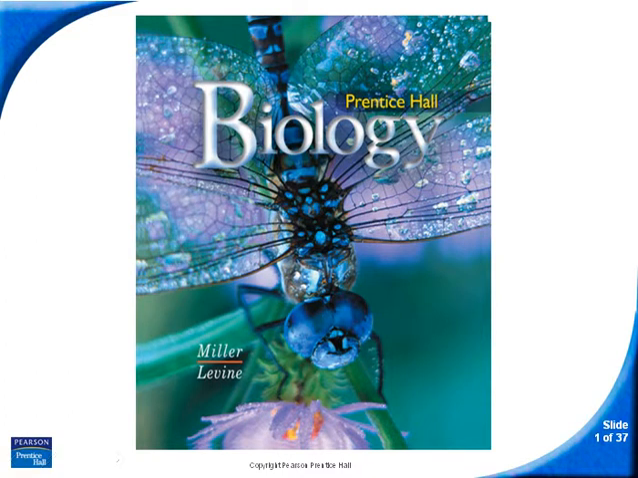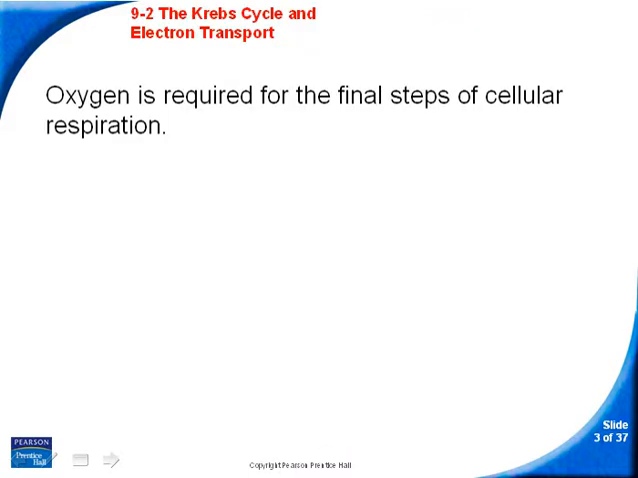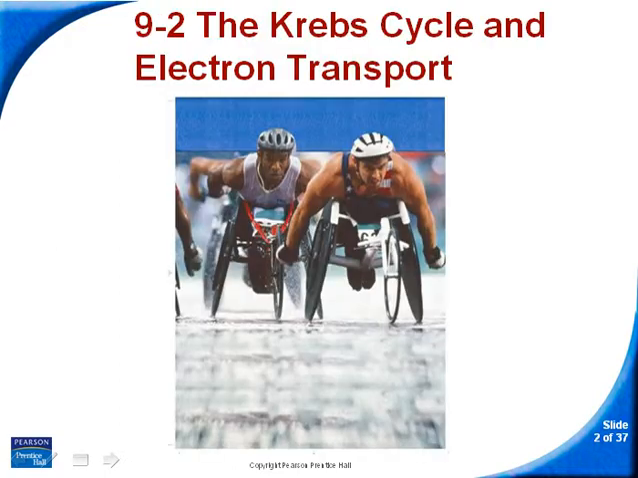Welcome to the chapter 9, section 2 podcast, and this is on the Krebs cycle and the electron transport chain. This section can have a lot of nitty gritty detail, and we're going to try to just go through the highlights, so you remember some of the more important parts as opposed to getting bogged down in the details of the Krebs cycle and the electron transport.